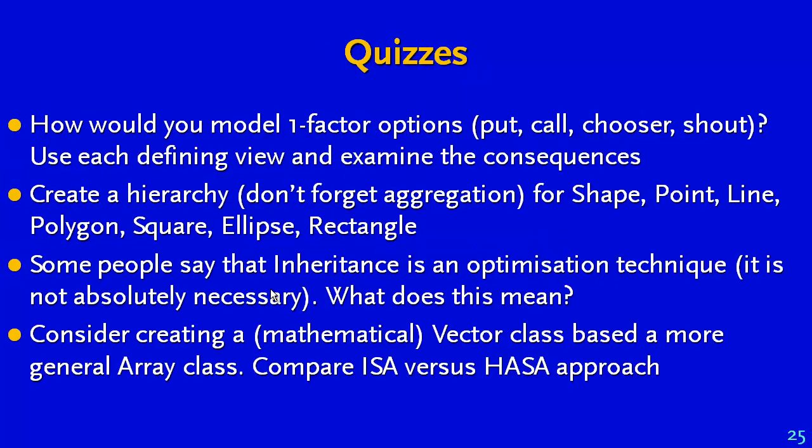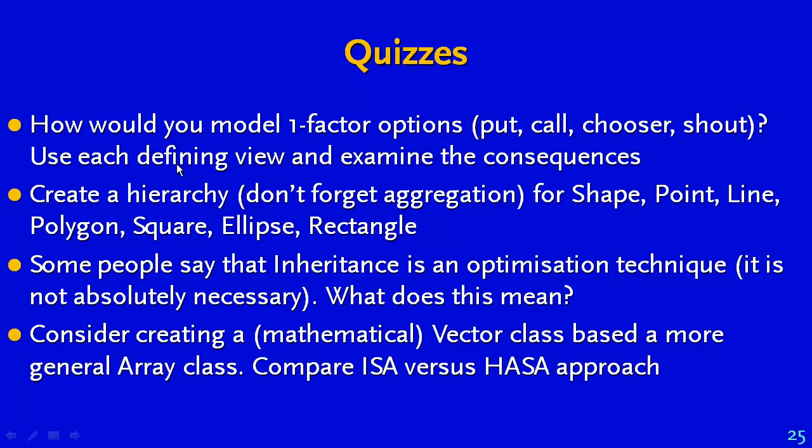and what the advantages are. Okay, so just a bit of a quiz, just to get you up to speed before you come to the computational finance part of the course, and also programming in C++ in a moment. You've got a one-factor option pricing formula and options. So how would you create a hierarchy of options? So everybody knows put options, call options, chooser options, shout options, American options, early exercise, Bermudan options. How would you do it in each view?